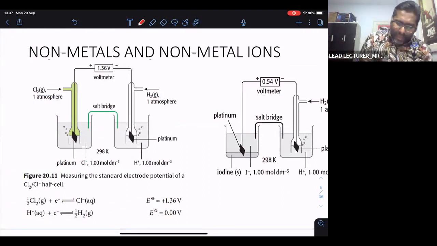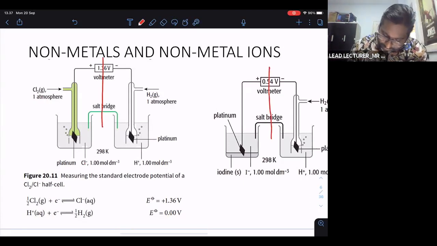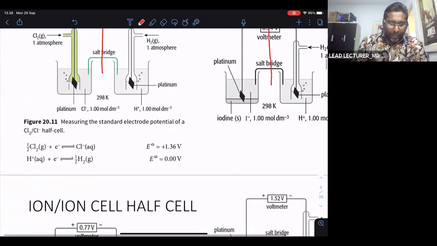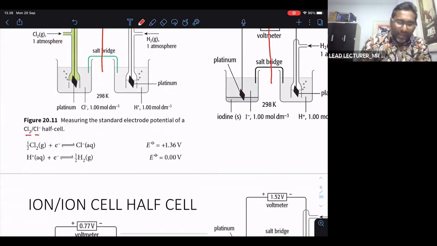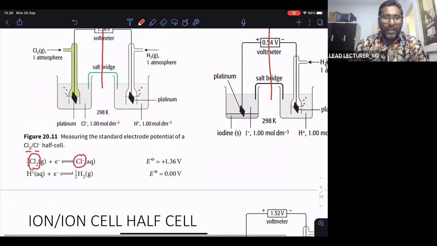If you look over here on the right hand side, it's always going to be the same. I'll just show you for both examples. The right hand side is always the same. But now let's say I want to measure for Cl2 and Cl minus. Cl2 is a non-metal, it's a gas, and Cl minus is aqueous. So this is non-metal and non-metal ion.